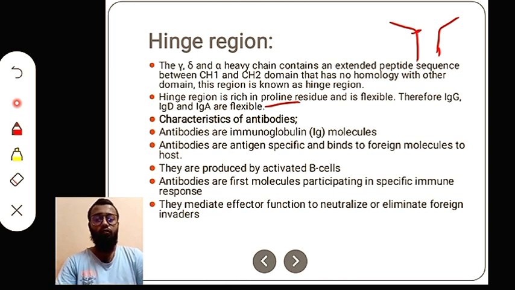At last we are going to see what the characteristics of antibodies are. Antibodies are very specific to a specific antigen. Antibodies are antigen specific and bind to molecules foreign to the host, and they are produced by activated B cells. This is a very important point, students, that these antibodies are produced by the activated B cell. So how are B cells activated? The T helper cell activates the B cell, and then the B cell produces a large amount of immunoglobulin, and the first immunoglobulin produced is IgG. So IgG is the first immunoglobulin produced by the B cell, and it is in a very high amount. Then other immunoglobulins are produced according to the immune response.